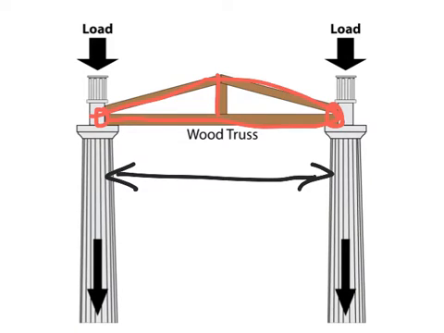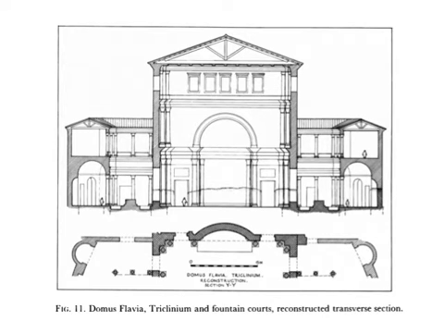But we do know that the Romans made full use of trusses, and that many of their structures had trusses, and that allowed them to span very large areas. So here is an example. You can go and visit this ruin. It's the Domus Flavia in Rome.